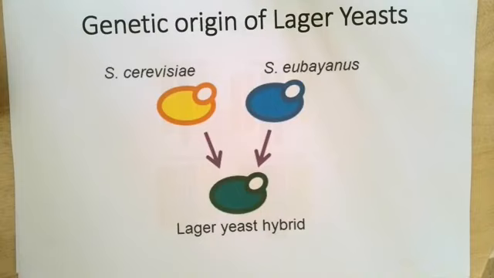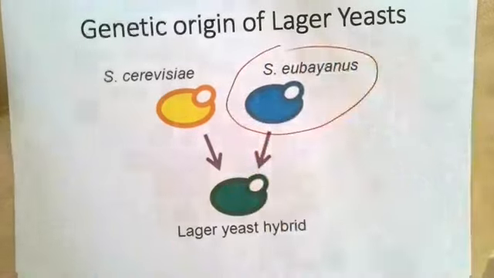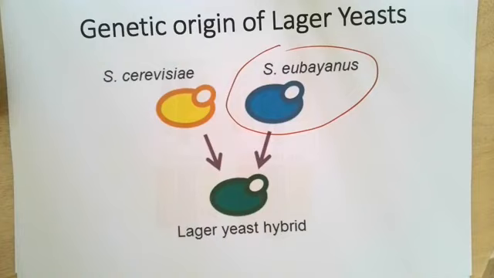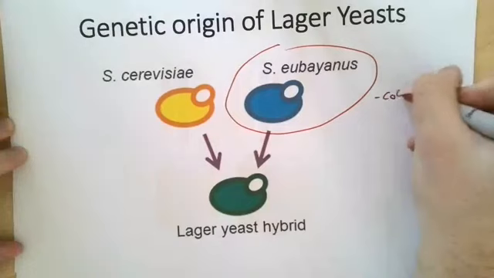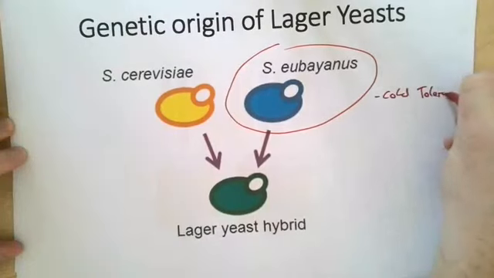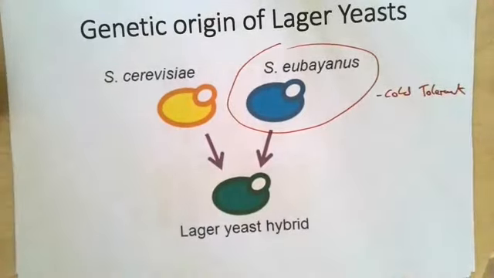And the strain was Saccharomyces eubayanus, which is this strain here. It was discovered living in the forests of Patagonia in Argentina, and it was found to have a similarity to the lager yeast genome. So it had a 95% similarity to the half of the genome in the hybrid strain that was from Saccharomyces eubayanus. Now, this strain is quite interesting. It's cold tolerant, so it can ferment at cold temperatures.